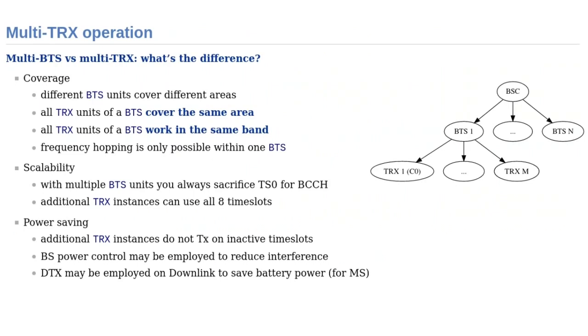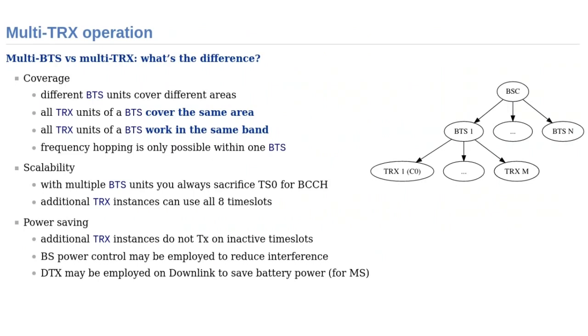And power saving is also one of the aspects of multi-TRX operation. You cannot have power saving on the main BCCH carrier, only on additional transceivers, because again, you don't have to transmit on all time slots for additional transceivers. This is the only requirement for the BCCH carrier.